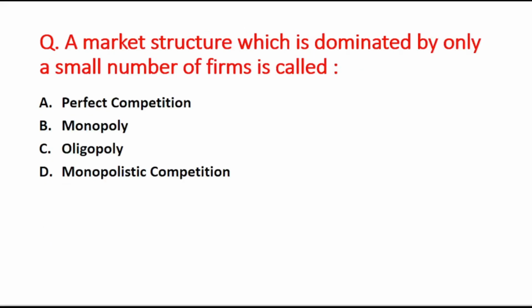Now the next is, a market structure which is dominated by only a small number of firms is called. A option is perfect competition, B option is monopoly, C option is oligopoly, and D option is monopolistic competition. Right answer is option C, that is oligopoly.